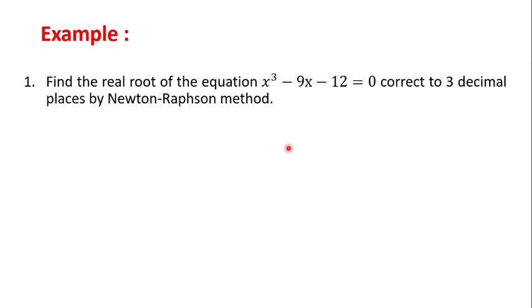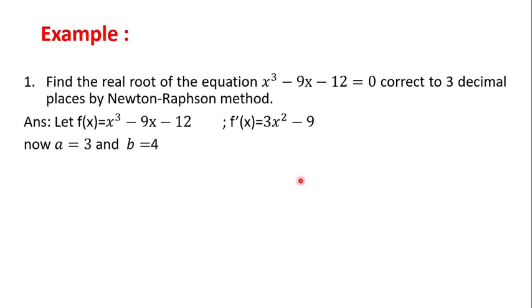Find the real root of the equation x cube minus 9x minus 12 is equal to 0 correct to 3 decimal places by Newton-Raphson method. Answer. Let us consider f of x is equal to x cube minus 9x minus 12 and its derivative f dash x is equal to the derivative of x cube, which is 3x square, minus the derivative of 9x, which is 9, minus the derivative of 12, which is 0. Therefore, f dash x is equal to 3x square minus 9.